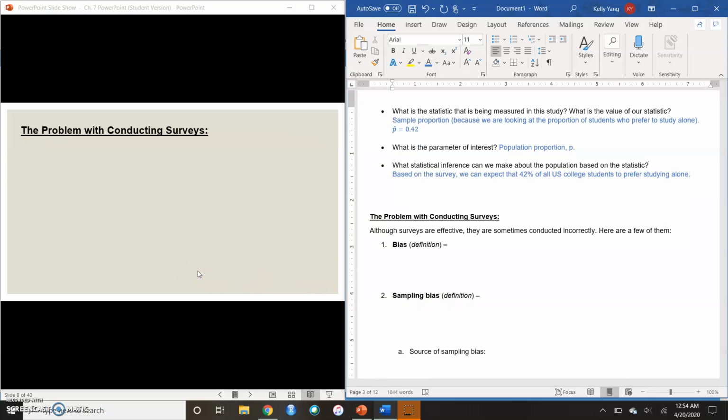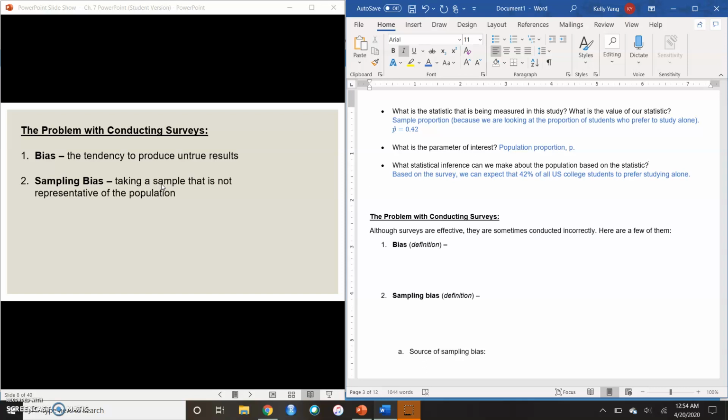So surveys are not perfect. There are some problems with them, and so I'm going to talk about some of the problems. One of the biggest issues with surveys is bias. Bias, as defined in the textbook, is the tendency to produce untrue results. So that's just going to be the huge umbrella term that we use.